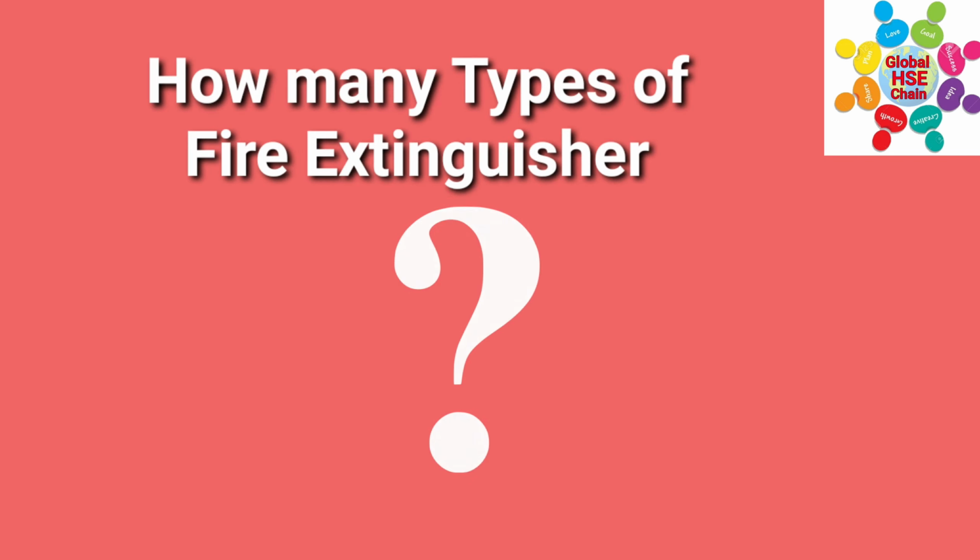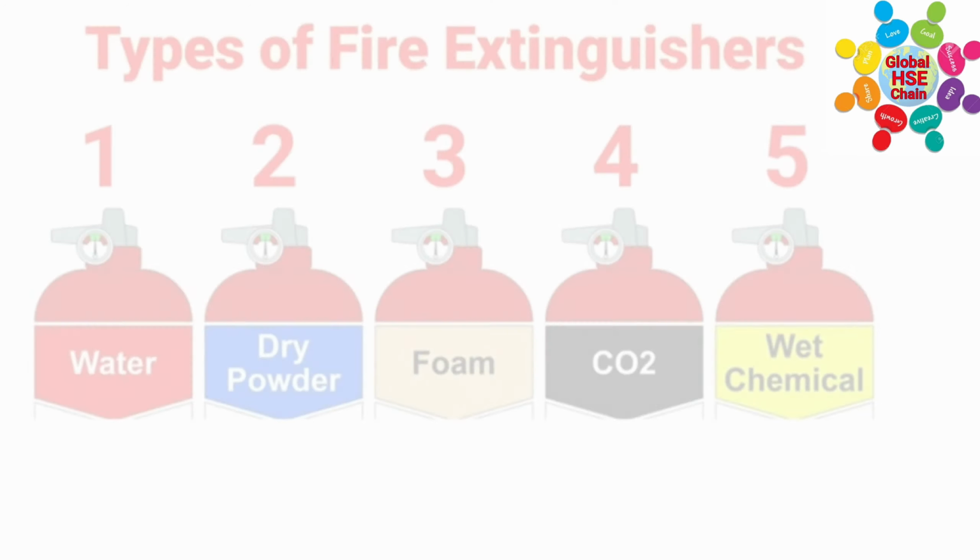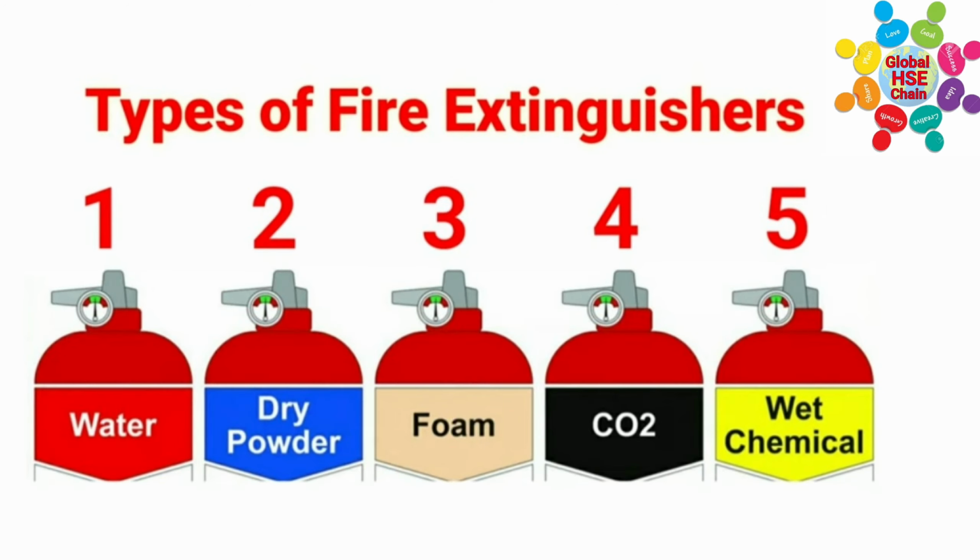How many types of fire extinguisher are there? There are 5 types of fire extinguishers. Number 1 water, number 2 dry powder, number 3 foam, number 4 CO2, number 5 wet chemical.